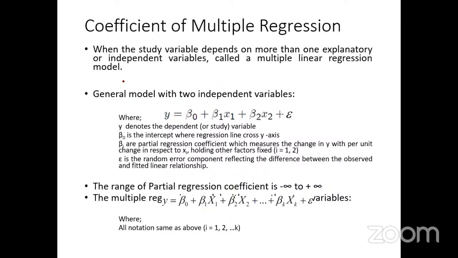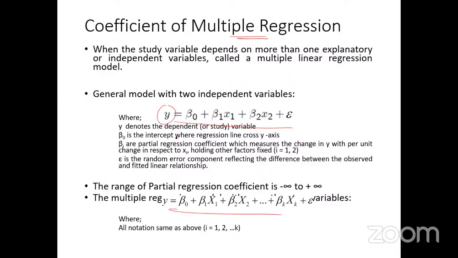Now we proceed further to multiple regression analysis. In simple regression analysis, y is the dependent variable and x is the independent factor. But in multiple regression analysis, we use more than one variable as independent factors. Let us consider there are two independent factors, then the equation becomes like this. If there are more than two independent factors, the regression equation is like this.